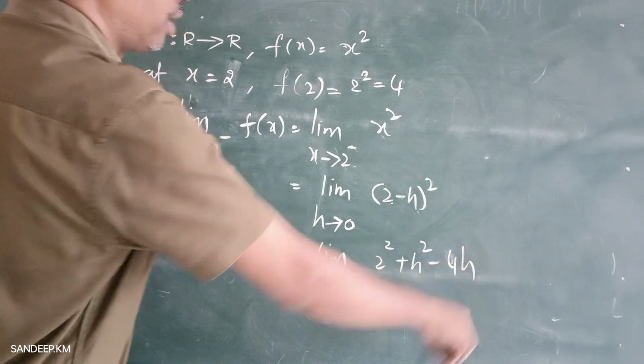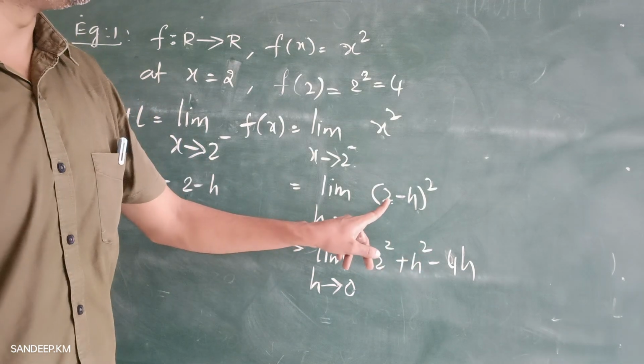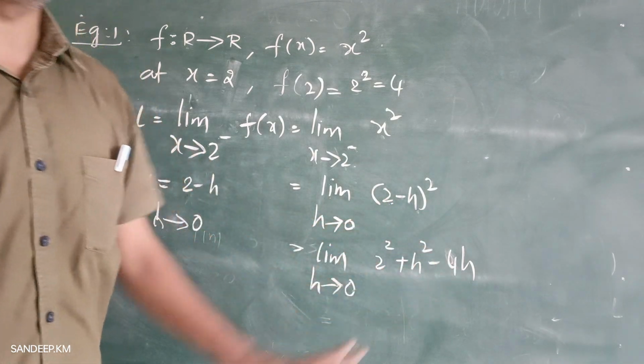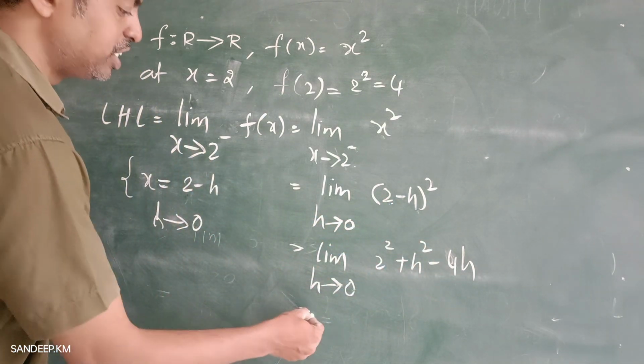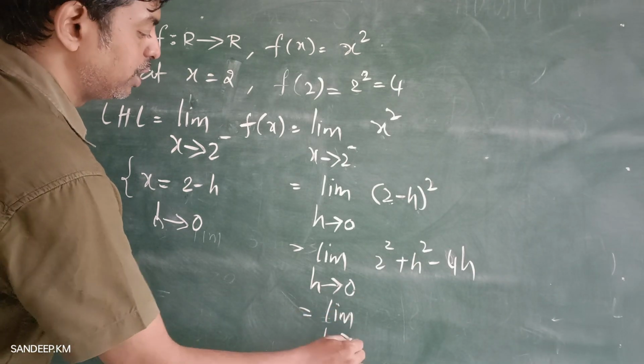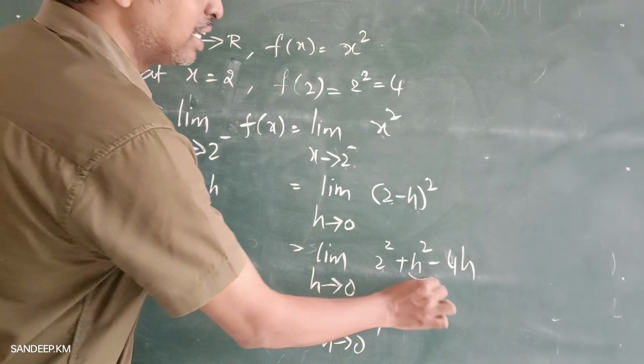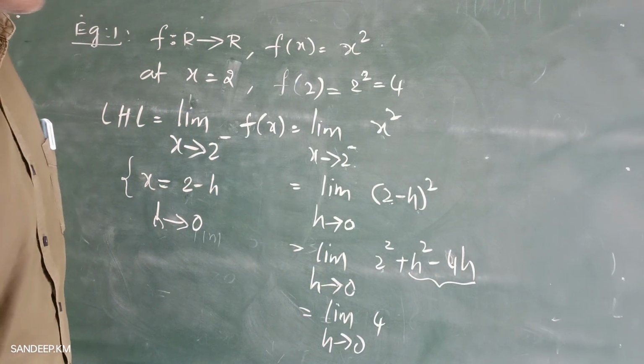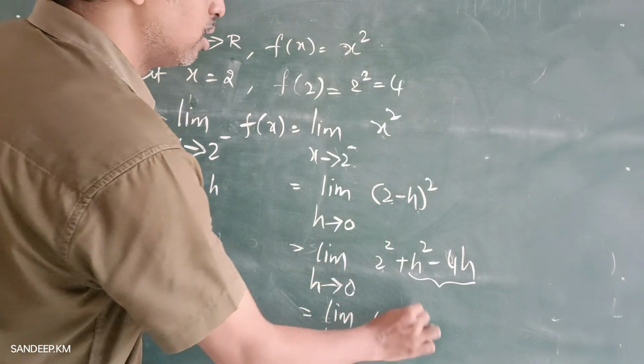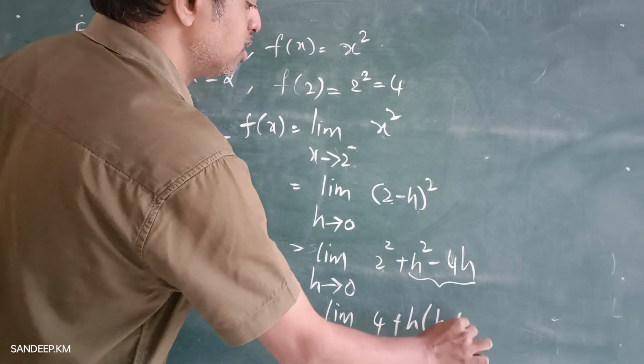So you will get minus 4h. Minus 2 into a into b, you will get minus 4h. Correct or not? So which is equal to limit h approaches 0, 2 square is 4. And to exactly understand the value of this, let us do one thing. I will take h common. h into h minus 4.